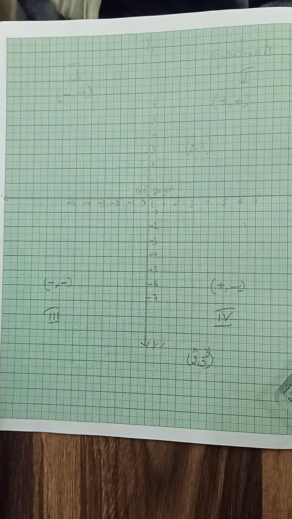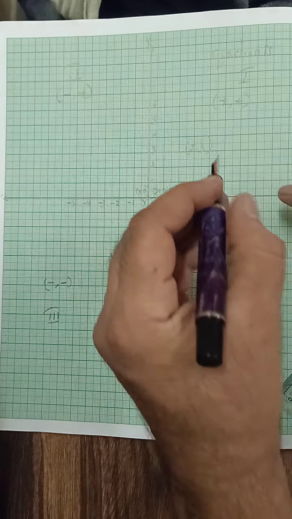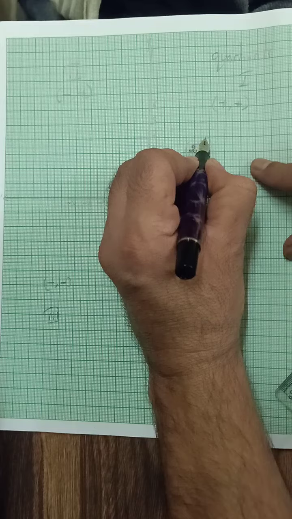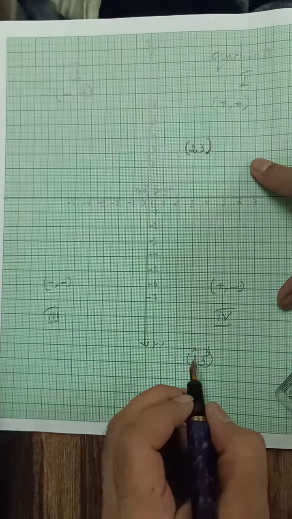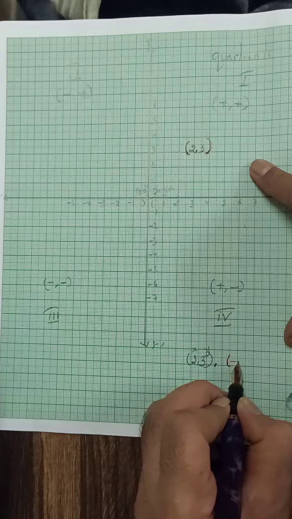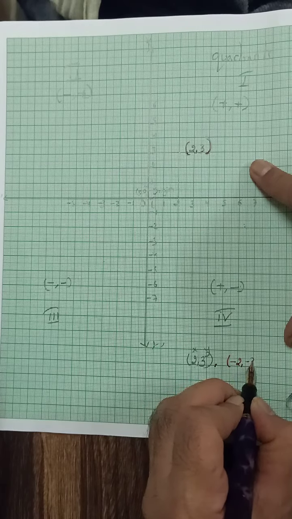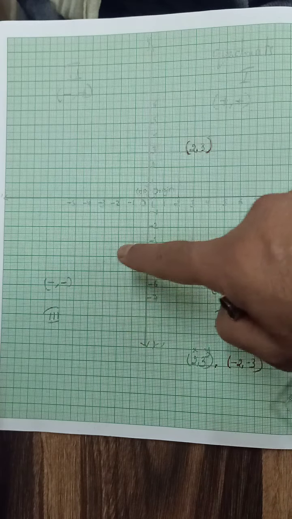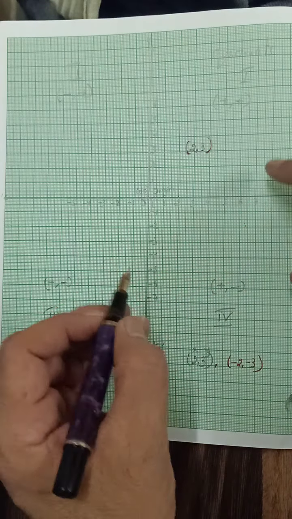Now in the second one, suppose I'll take one more point. I think it's not visible, so I'll just mark it with a red pen, say (2, 3). Clear? Now I'll take the second point, say (-2, -3). Now both are minus, that means it will lie in the third quadrant.